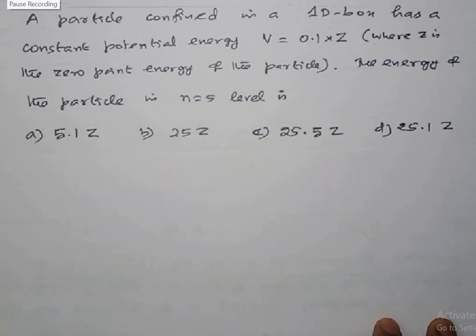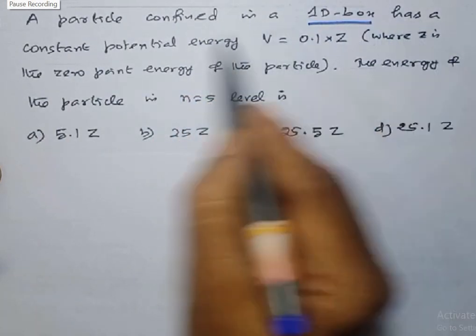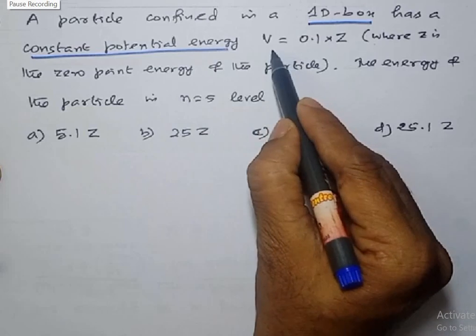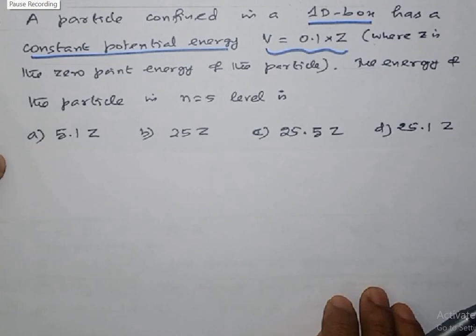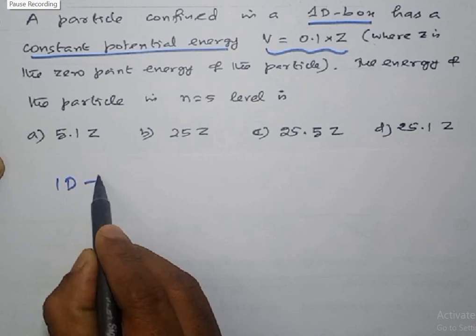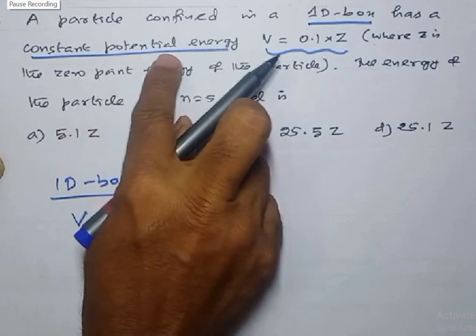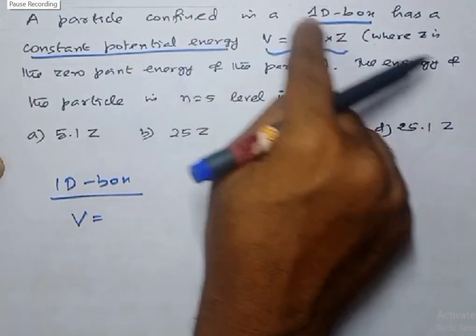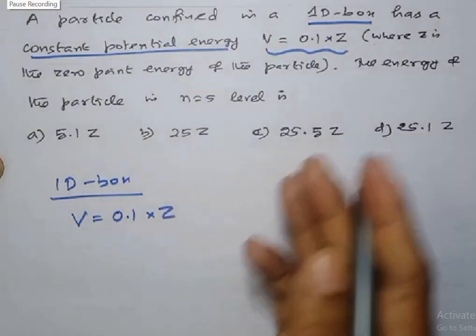This is question number 10. Just go through the question. What is given? A particle confined in a 1D box has a constant potential energy V equal to 0.1 times Z, where Z is the zero point energy. Okay, see what is given in the problem. 1D box is given and constant potential energy. Potential energy is constant, but it is not 0. Some value is given. Potential energy equal to 0.1 times Z, where Z is nothing but the zero point energy.